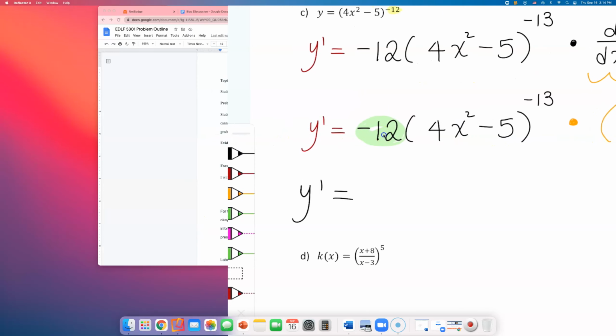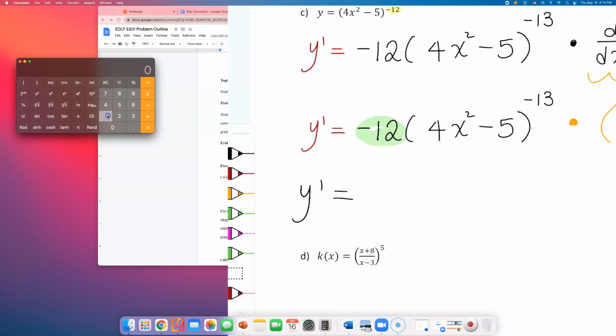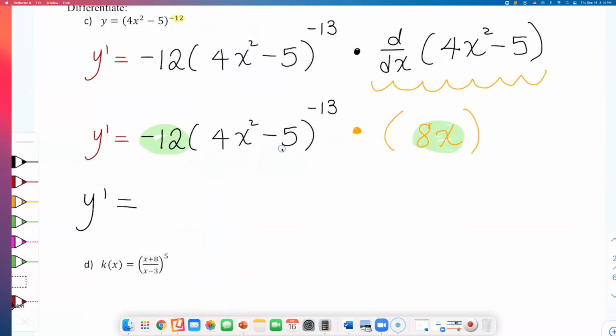All right, let me get my calculator. What is 12 times 8? That is 96. So I would write my final answer as negative 96x times (4x squared minus 5) raised to the 13th power.